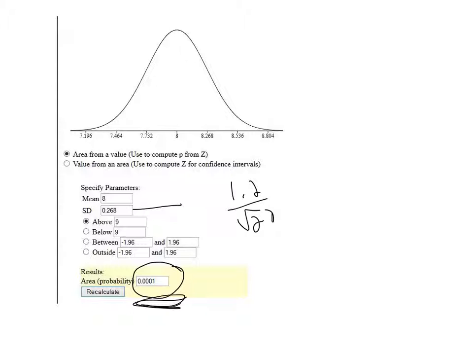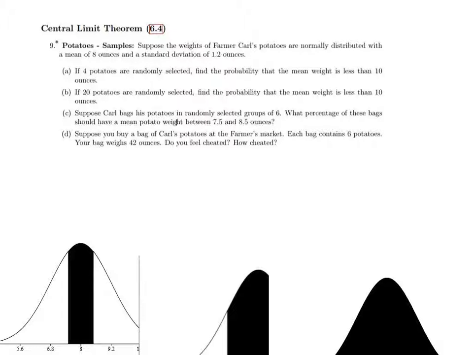So where we're going with this is, if I had to interpret this result, it's very unlikely, if this is the average, that I'm going to get an average weight of 20 potatoes that's 9 or more. If I do, that calls into question either my sample was a bad sample, or that average of 8 is not correct. So now I'm going to keep going with these questions.